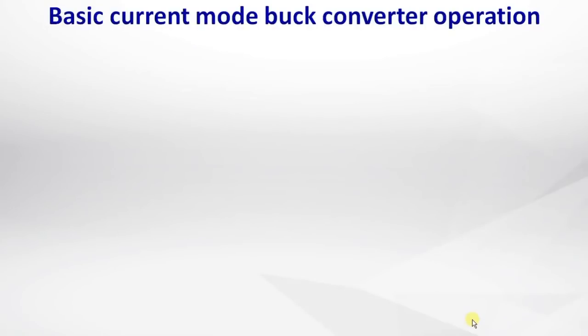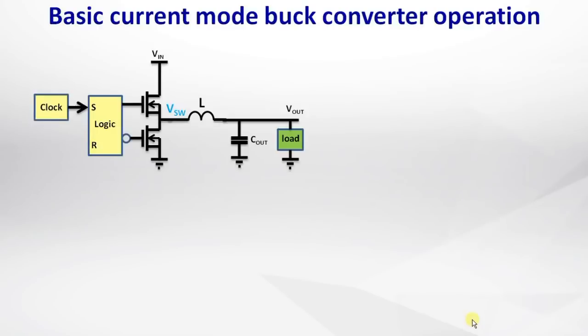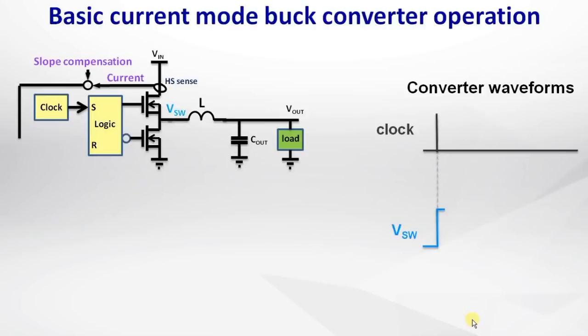In this example, we will check the stability of a current mode buck converter, which consists of a power stage with inductor and output capacitor and the load. In a current mode buck converter, the internal clock determines the switching frequency and activates the high side MOSFET. The current in the high side MOSFET is sensed and fed back with some slope compensation to a comparator.